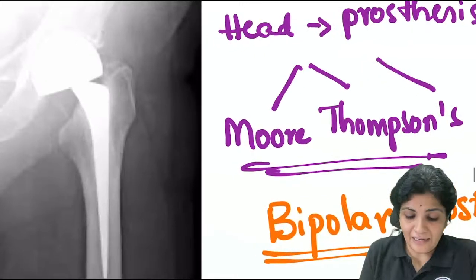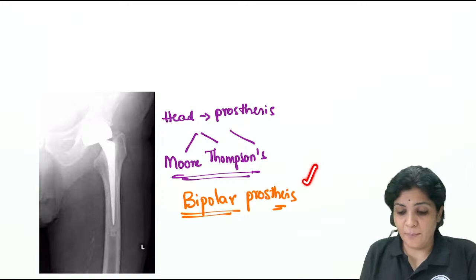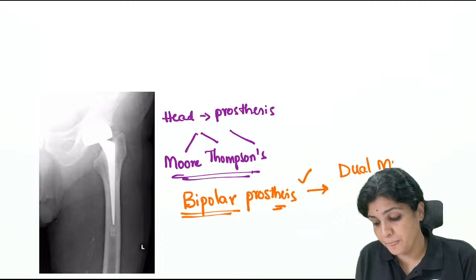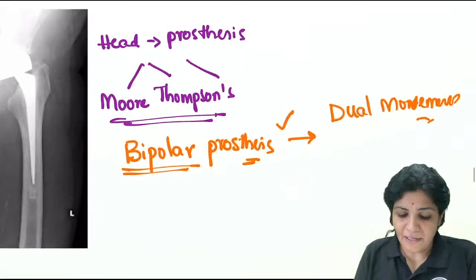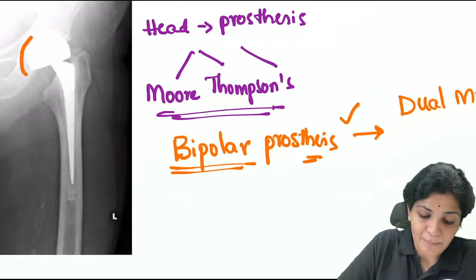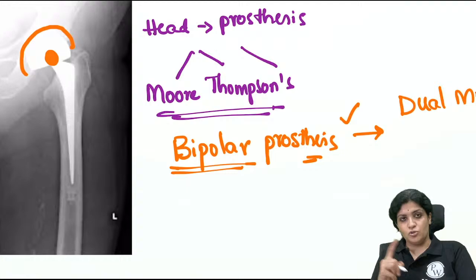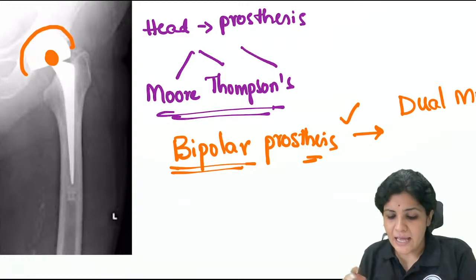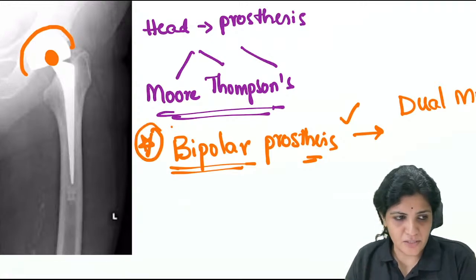But if you only see a head with a small and sleek stem like this, this is a bipolar prosthesis. So it has dual movement. Your Moore's and Thompson's have only one movement, that is between the acetabulum and the head. But in bipolar, there is movement between the acetabulum and the head, and between the head and the neck there is one more small component present here. So movement is present between those two also. That is why this is called the bipolar prosthesis. And now usually we are using this bipolar prosthesis. Okay, is that clear?